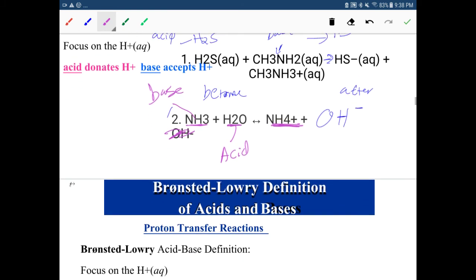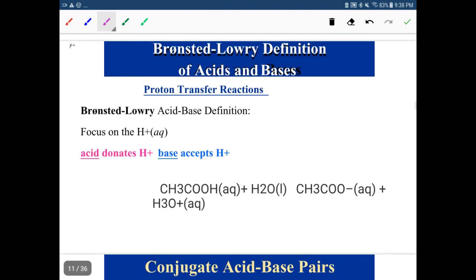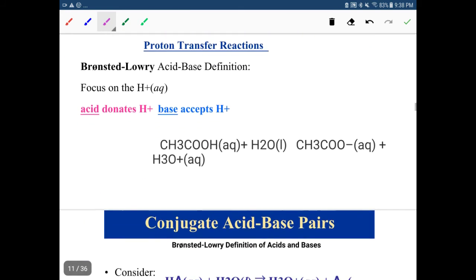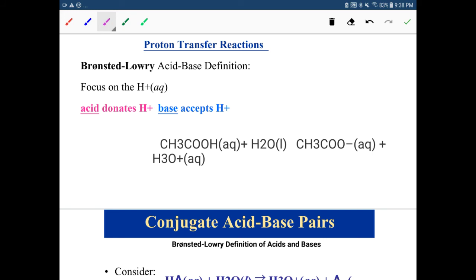All right, let's see, we have one more example here. Take a minute, try to do this on your own. Which one is the Bronsted-Lowry acid? Which one is the Bronsted-Lowry base in this reaction right here? Take a minute, try it on your own. Just by quickly looking at it, you will be able to tell which one is the acid and which one is the base.